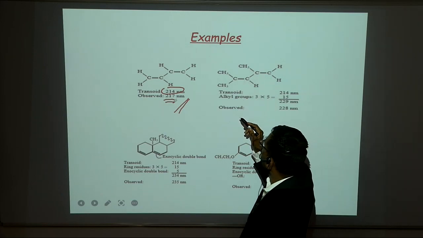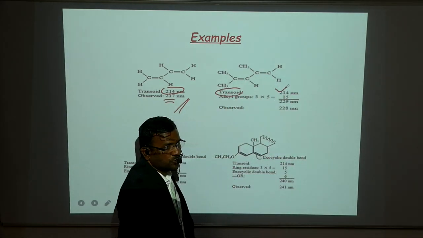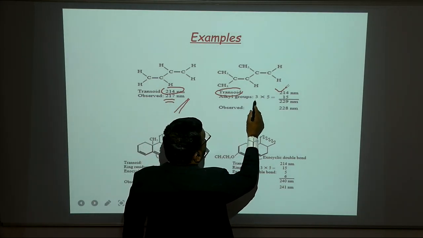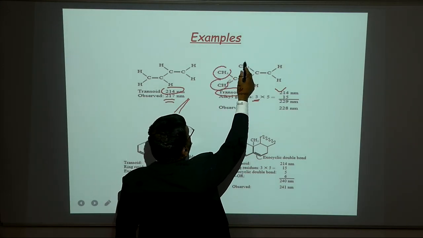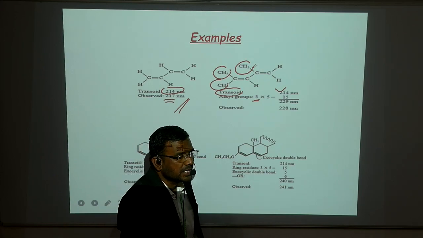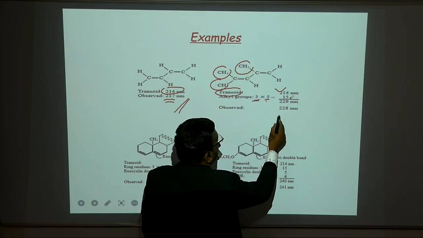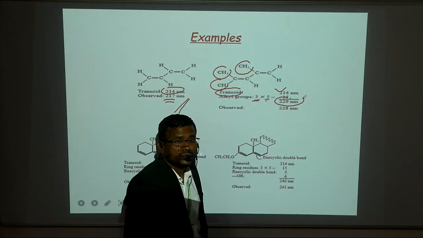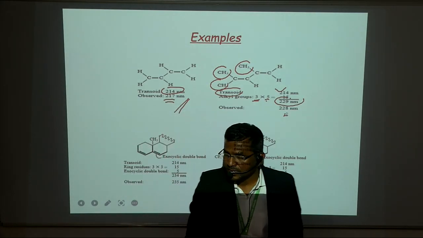Now the second compound, it is a transoid, therefore the parent value is 214. Besides this, it has 3 alkyl substituents. This is one, this is second, and this is third. And we know that one alkyl substituent is an increment of 5 nanometer. So 5 multiplied by 3 is 15. So the sum is 214 plus 15. The calculated value is 229 and the observed value is 228.